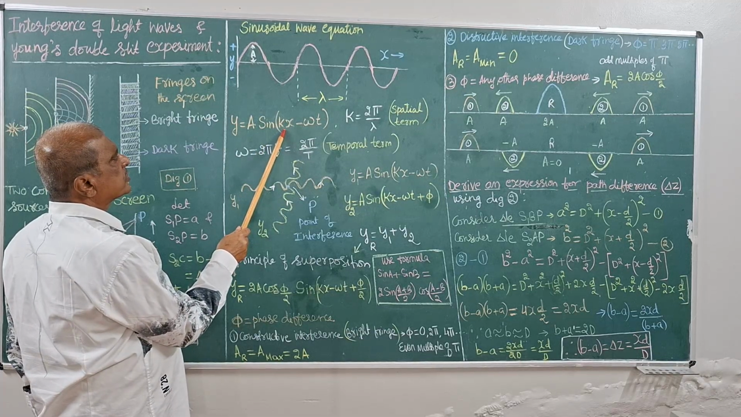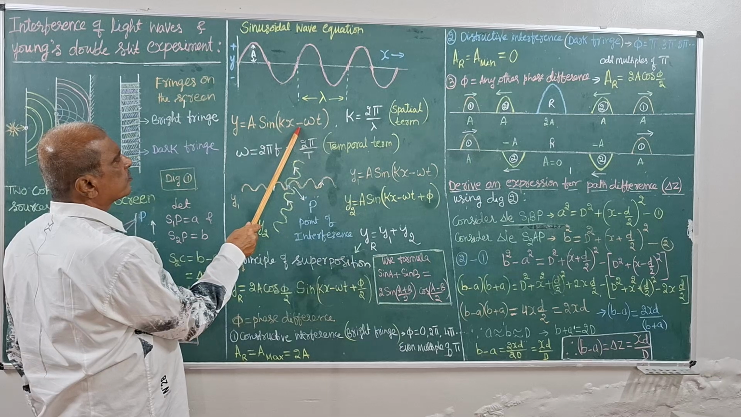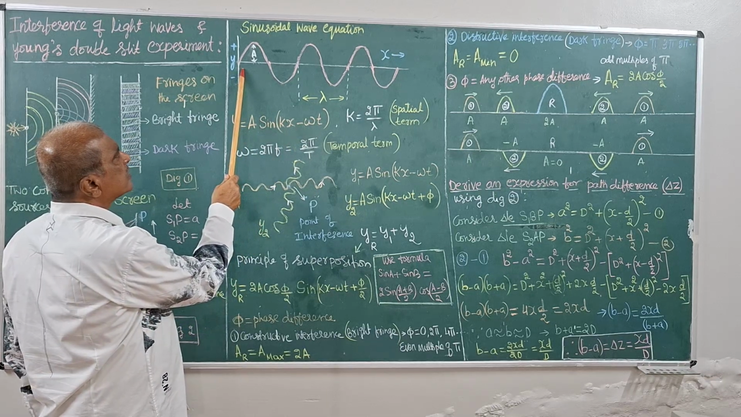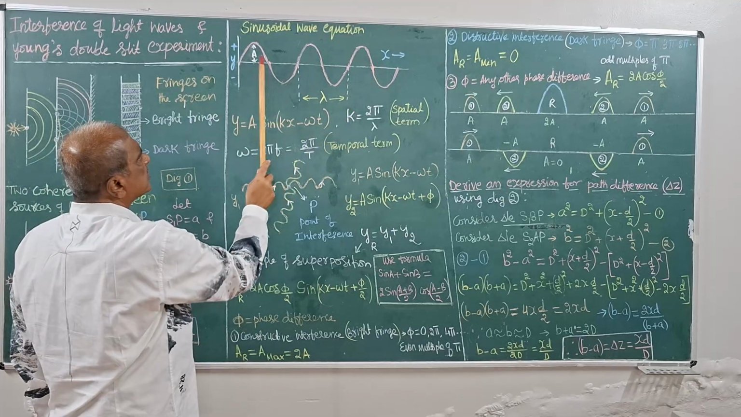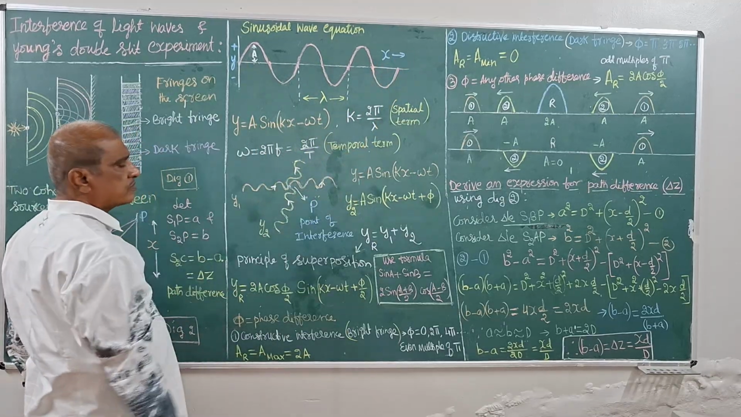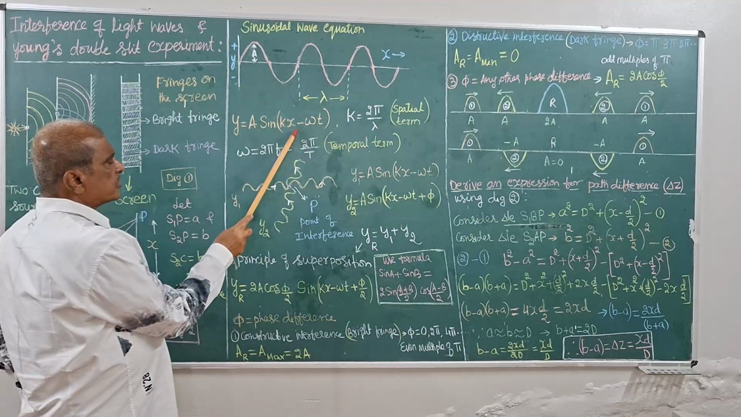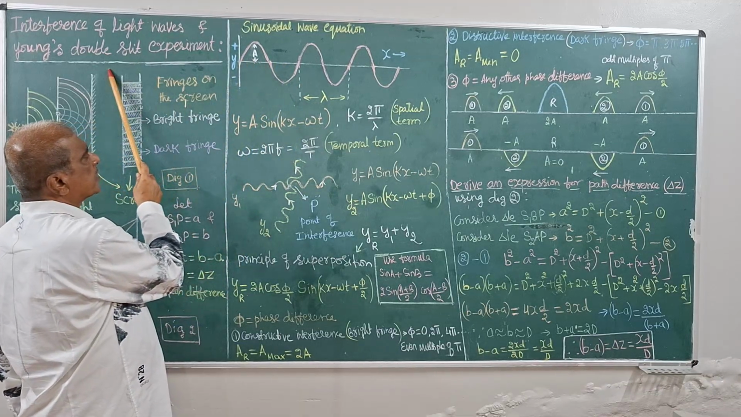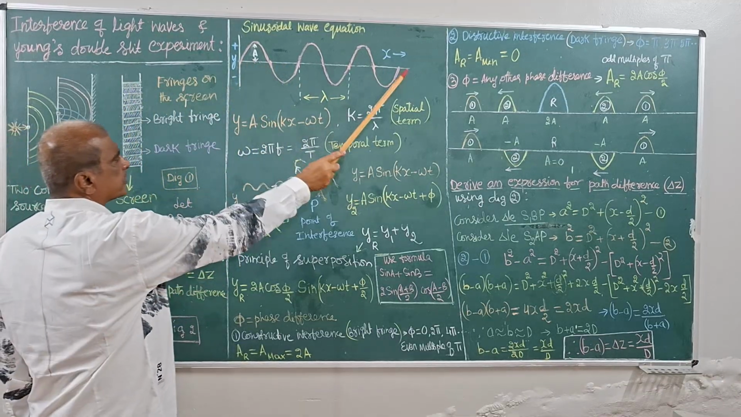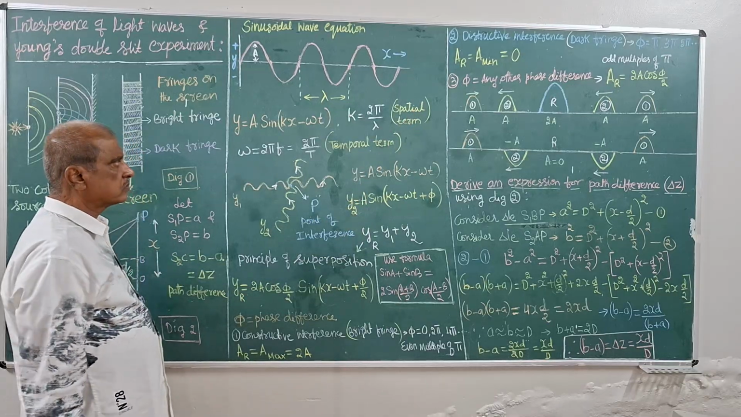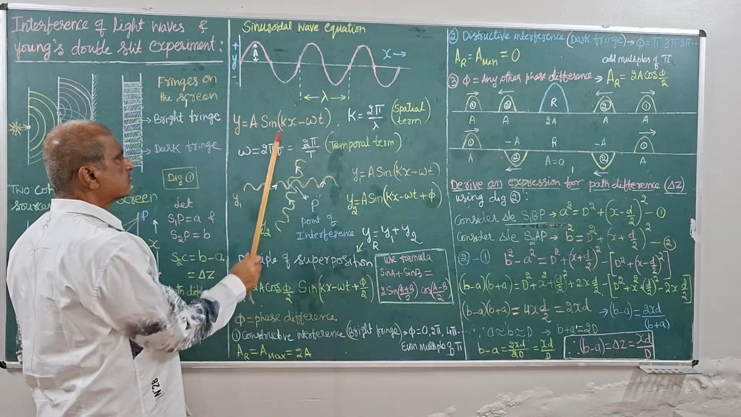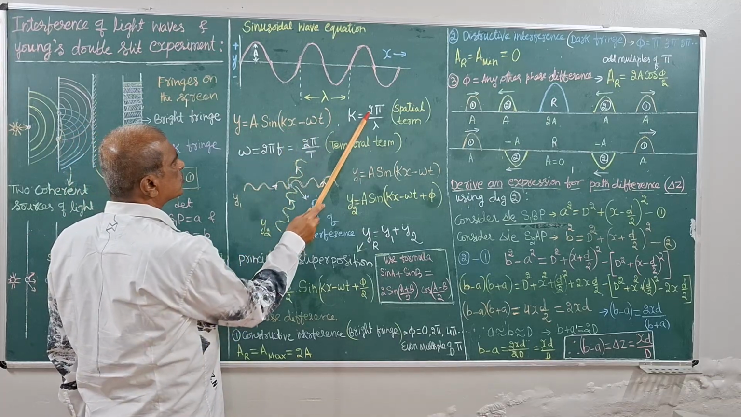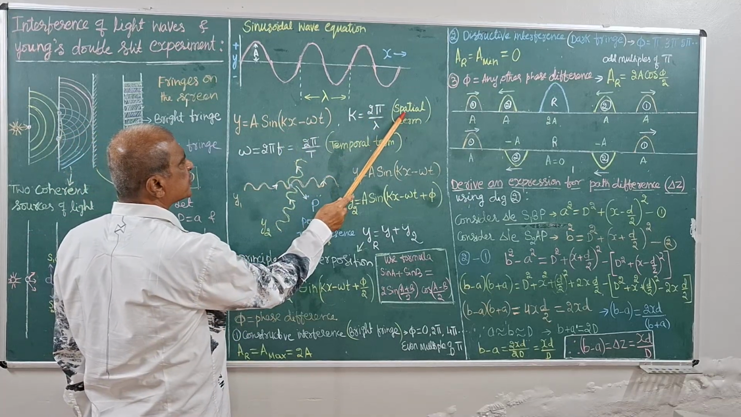And there are two terms in the equation. There is a minus sign. Minus indicates that this wave propagates in the x direction, the positive direction of x. If this is plus, the wave will propagate in the opposite direction, the negative direction. Minus is for this propagation like this. There are two terms. That is kx, where k equals 2 pi by lambda. It is called the spatial term.